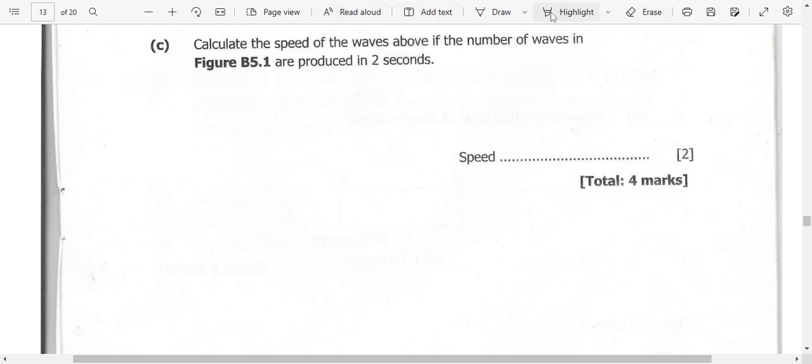So another formula that you could have just used, which is simple, is that speed is the number of waves divided by time taken for those waves.